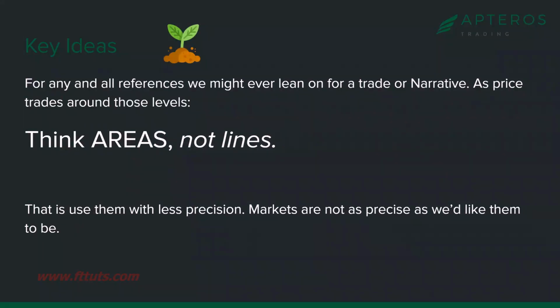Key idea. For any and all references we might ever lean on for a trade or narrative, think areas, not lines. Areas, not lines. General zones, not specific to the tick level. Use them with less precision. Composite value high, composite value low, whatever the reference might be. It's not precision stuff, it's general areas. Wait for it to clearly show you it's breaking, something's changing, and then shift.